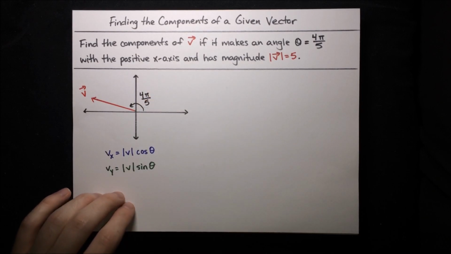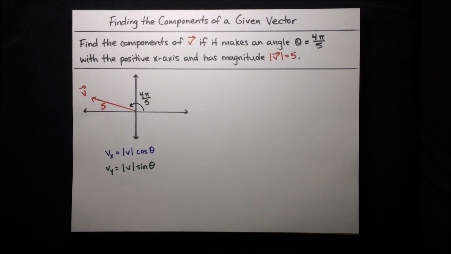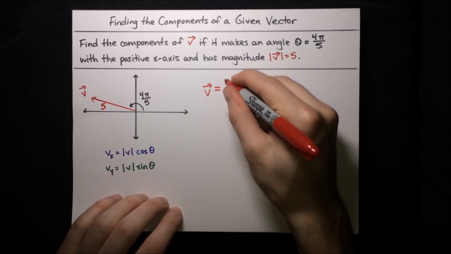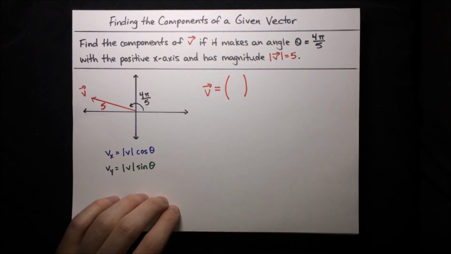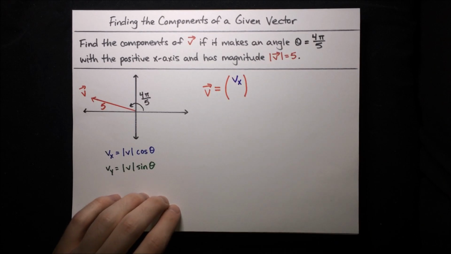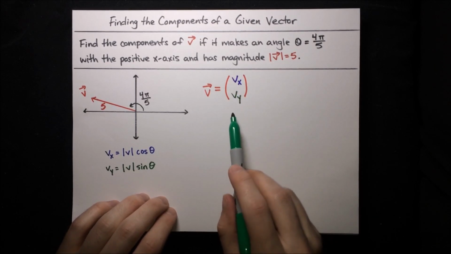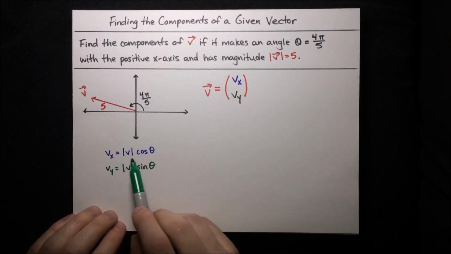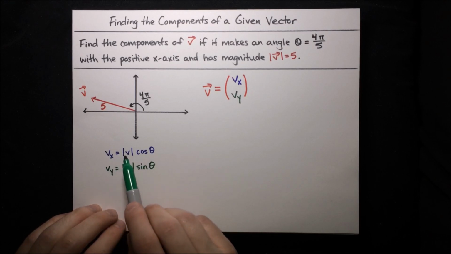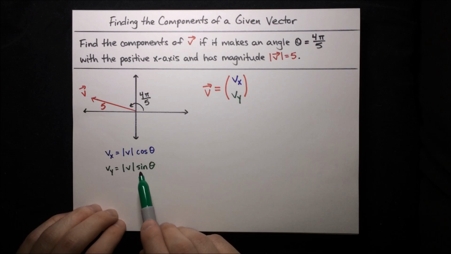And let's also label the magnitude. The magnitude we're given is just 5. Okay, so again, we want to write v in the form of components. So that just consists of the two components: there's vx, and then there's also vy. And we know from the previous example that our formulas to compute vx and vy, given the magnitude and the angle, are vx equals magnitude times cos theta, and vy is magnitude times sine theta.